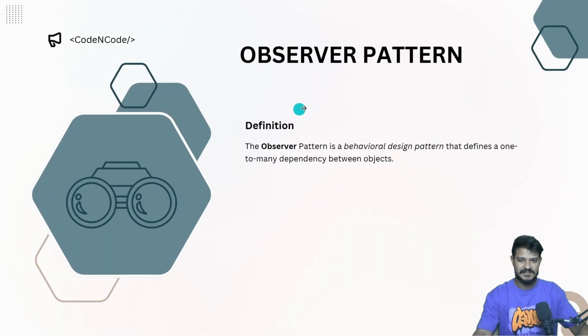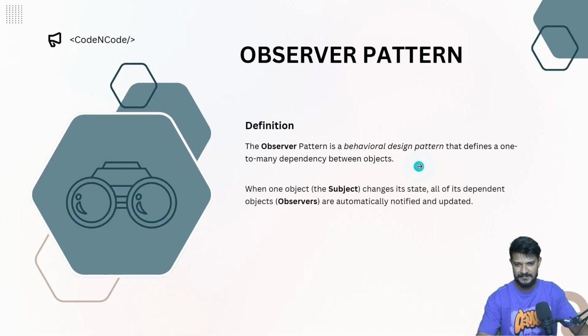So the observer pattern is a behavioral design pattern. We already know that, and it defines a one-to-many dependency between objects. So you have a system in which you have multiple classes. What the behavioral pattern does is define a relationship between objects which is of a kind one-to-many. We'll understand this with a lot of examples and of course the code.